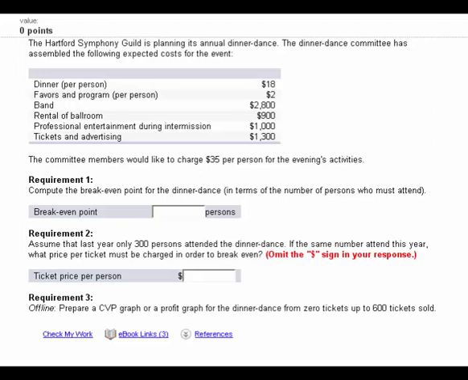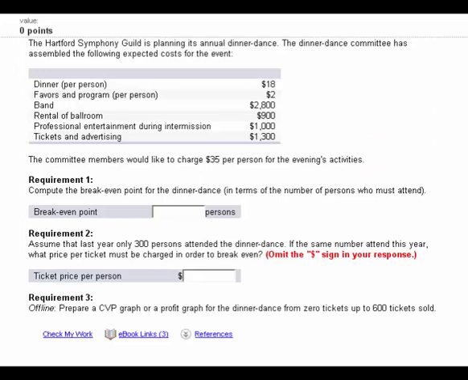The Hartford Symphony Guild is planning its annual dinner dance. The dinner dance committee has assembled the following expected costs for the event, and you see them right in here. $18 per person for dinner, favors and a program, $2. The band is $2,800, rental of the ballroom, $900, professional entertainment, $1,000, and tickets and advertising, $1,300.